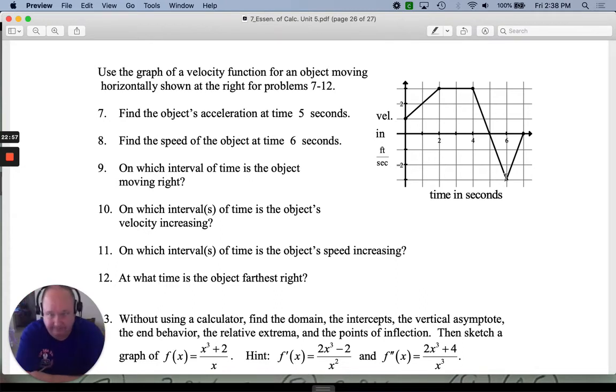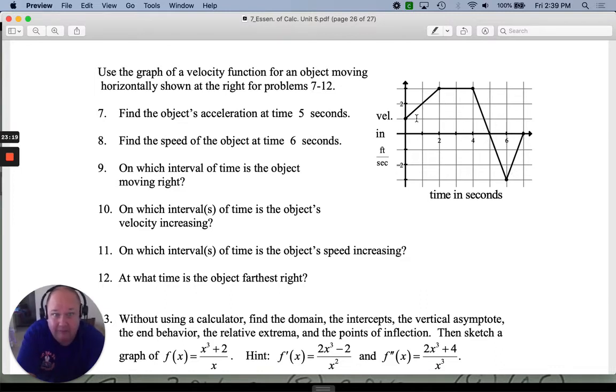Number 12. At what time is the object furthest to the right? So the object is here at 0 seconds and goes to the right. It goes to the right. It goes to the right. And then when it's underneath, it goes to the left and continues to go to the left. So only at one spot does it change.